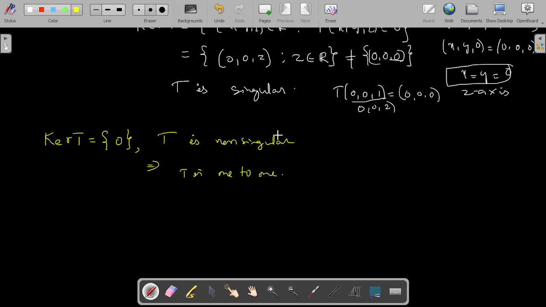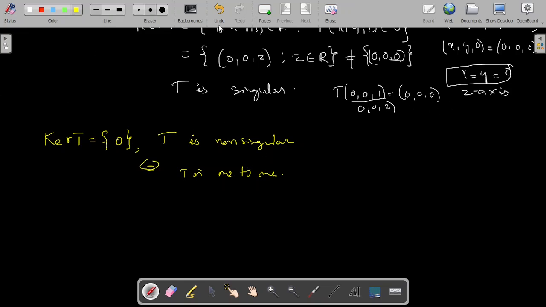The given transformation T is 1 to 1 if and only if the kernel of T is equal to the set containing only 0. If T is 1 to 1, then the kernel of T is equal to the set containing 0, hence the transformation T is non-singular. Similarly, if T is non-singular, then the kernel of T equals the set containing 0, hence T is a 1 to 1 mapping.